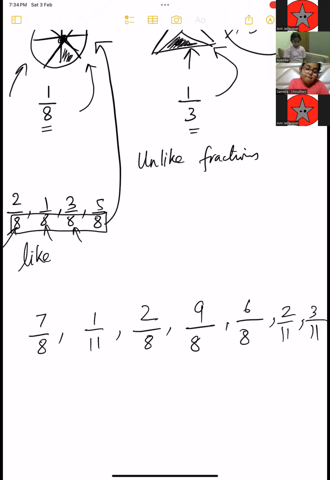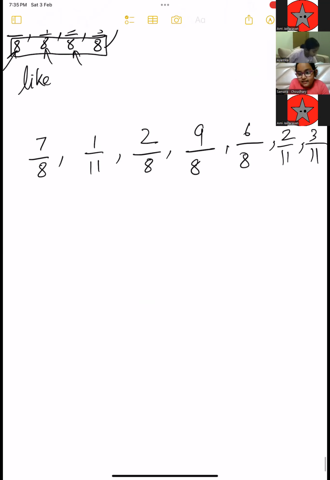And the other category which has a denominator of what, Ayantika? 8. I already told you, you were not listening. 11. Pay attention.